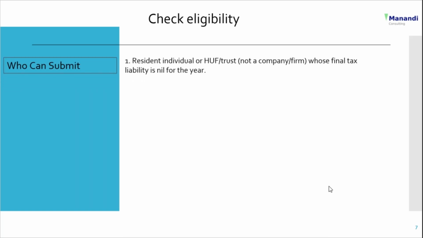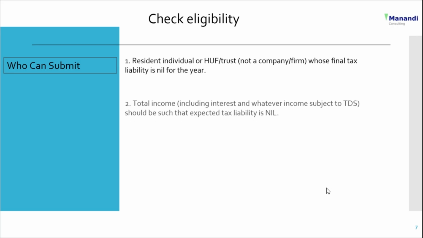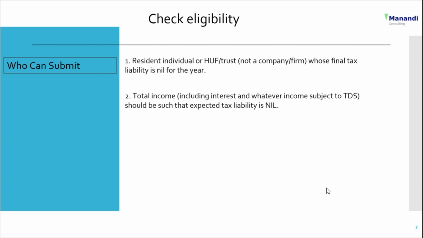The resident individual, HUF, or trust, not a company or firm, whose final tax liability is nil for the year, can submit. Only they can submit. And the total income, including interest and whatever income is subject to TDS, should be such that the expected tax liability is nil, and a valid PAN is mandatory.